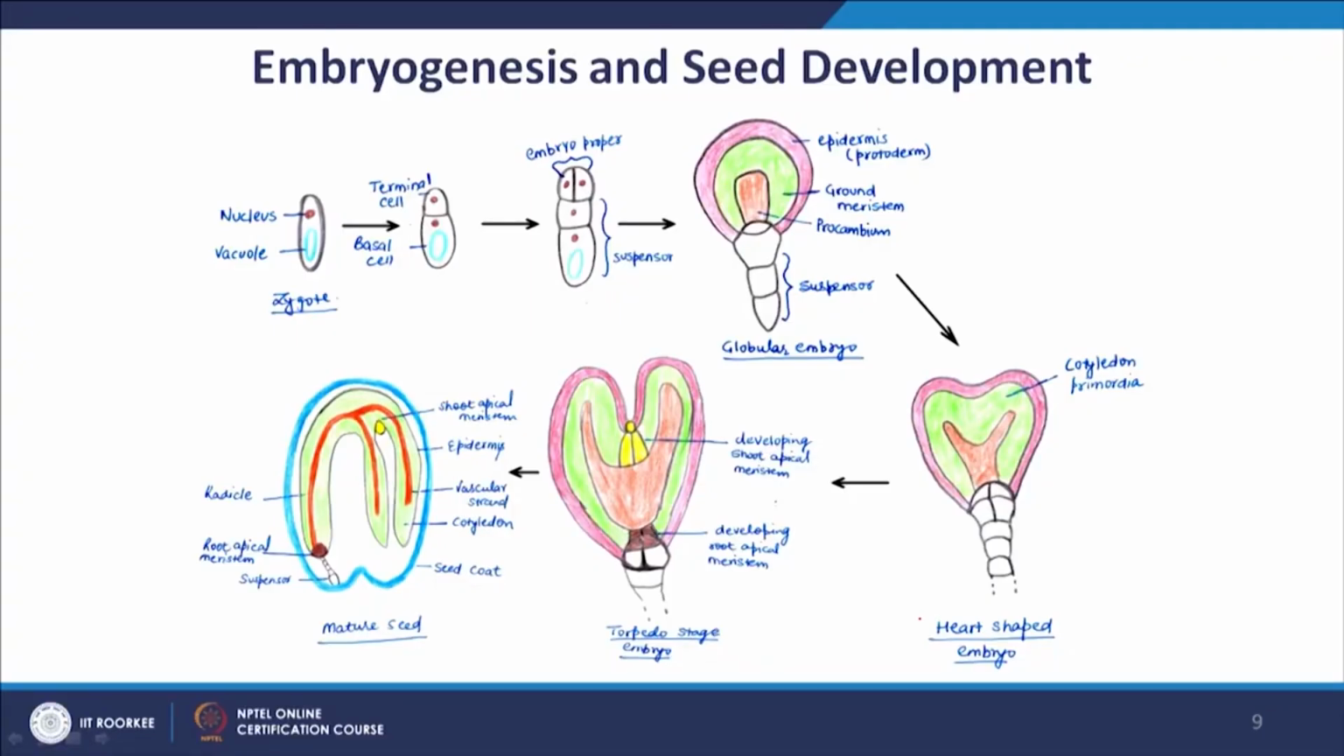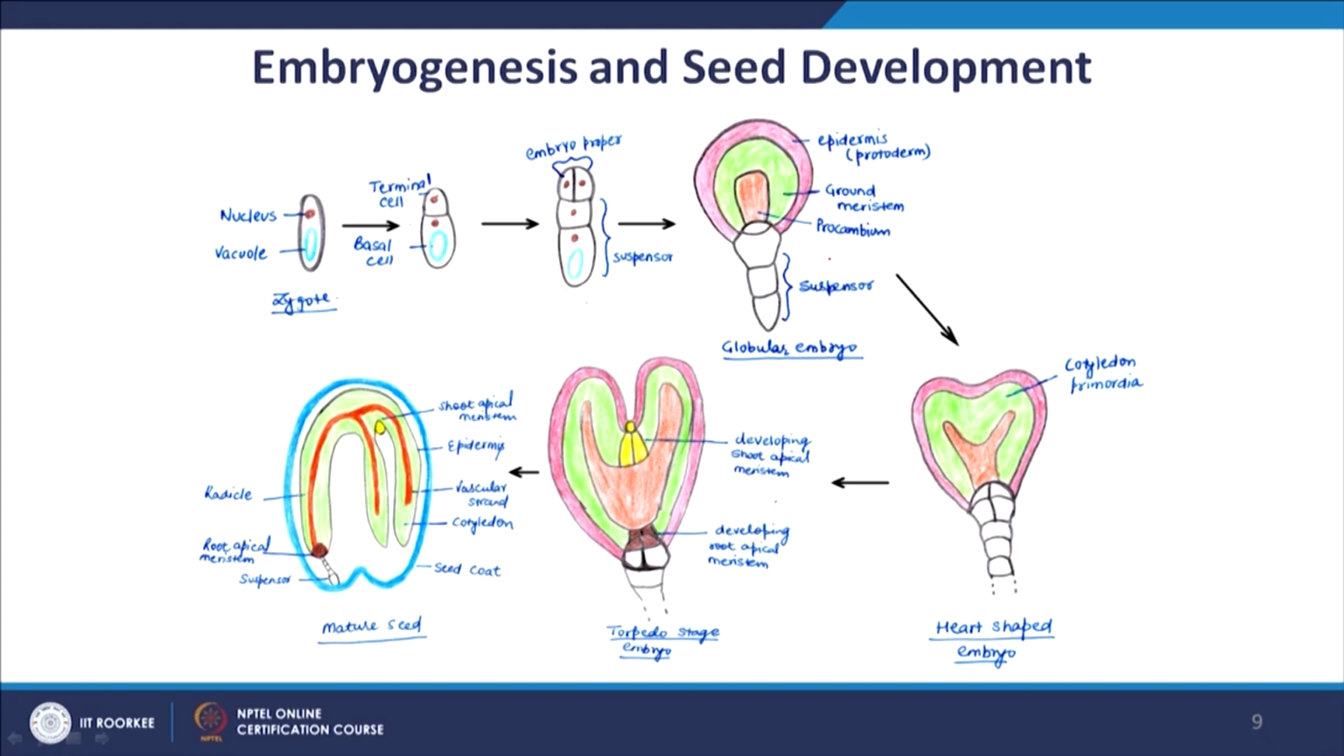So, embryogenesis typically begins with an asymmetric cell division of the zygote, which produces a small terminal cell and a large basal cell. The terminal cell makes the proper embryo and the basal cell produces the suspensor. Eventually the suspensor generates a stalk or a filament which attaches the proper embryo to the maternal tissues.